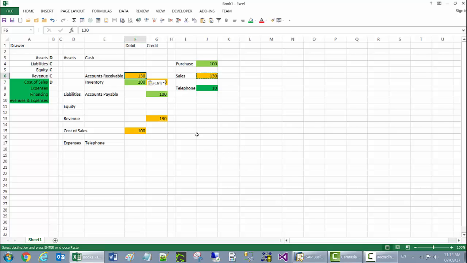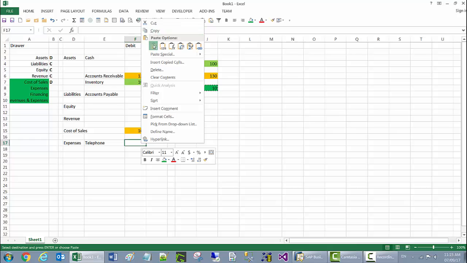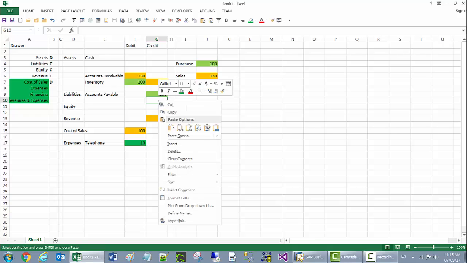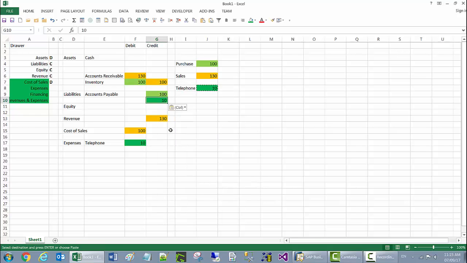Now you have a telephone bill. You have a telephone bill come up. Telephone is an expense, and $10 goes up to expense. Expense is like cost of sales: the expense is all D. Debit goes up, so $10 goes here, D. Then when you receive the telephone bill, accounts payable goes up, right? So the $10 of accounts payable goes up here.